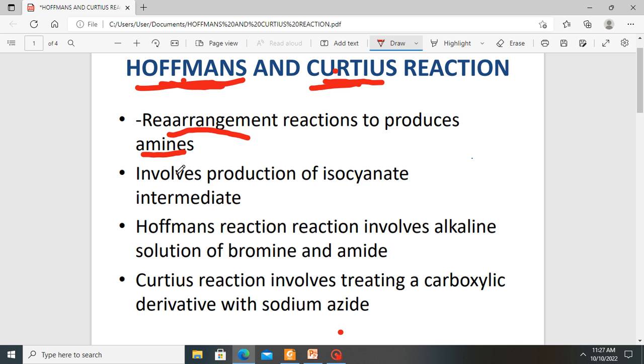They all involve production of isocyanate as the main intermediate, which we are going to look at the structure of in the next slide. But Hoffman reaction involves an alkaline solution of bromine and amide. So the reaction involves treating an amide with an alkaline solution of bromine. That is for Hoffman's reaction. But the Curtius reaction involves treating a carboxylic acid derivative like an amide, or let's say chloride, with sodium azide. So I'm going to look at the structures of all these in the next slide.